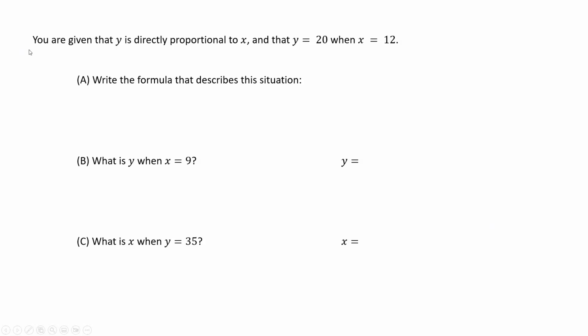In this problem here, you're told that y is directly proportional to x and that y equals 20 when x equals 12, and you're asked these three things: to write a formula that describes this directly proportional relationship, and then to find y when x is 9, and then x when y is 35.